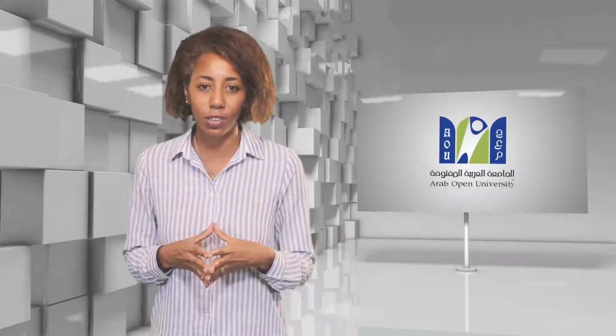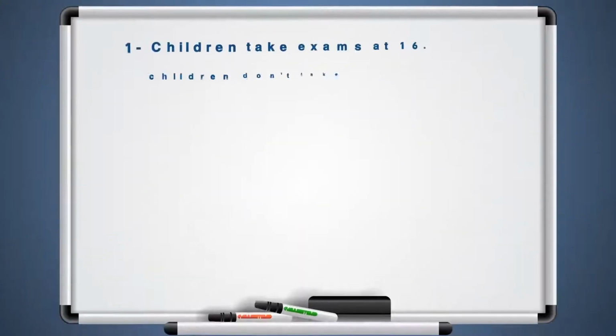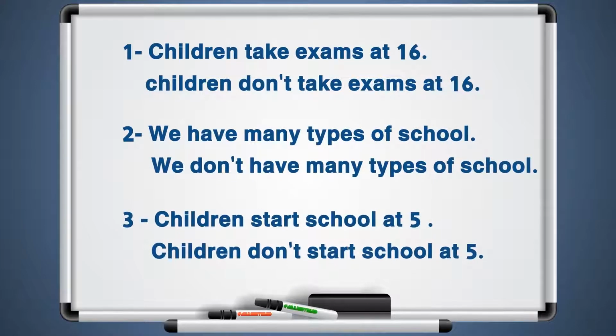If the verb has an S for the third person, we negate it using doesn't. But if it doesn't have an S, we negate it using don't. So let's check together the following statements and how we can negate them. Make negative general sentences and ask questions as well. Children take exams at 16. Children don't take exams at 16.